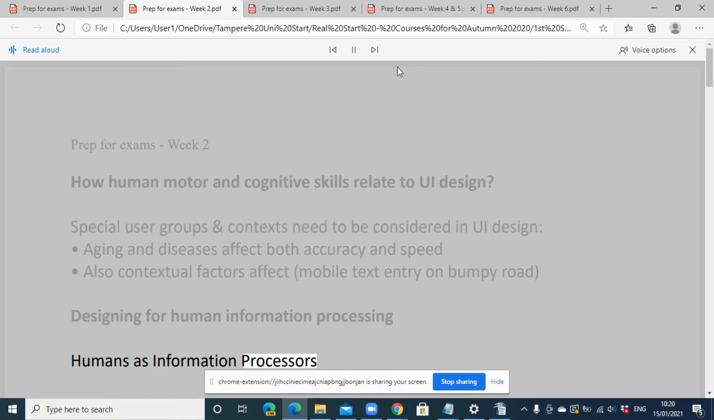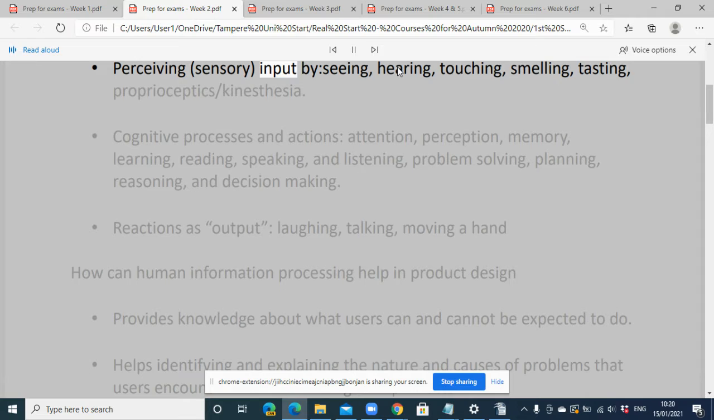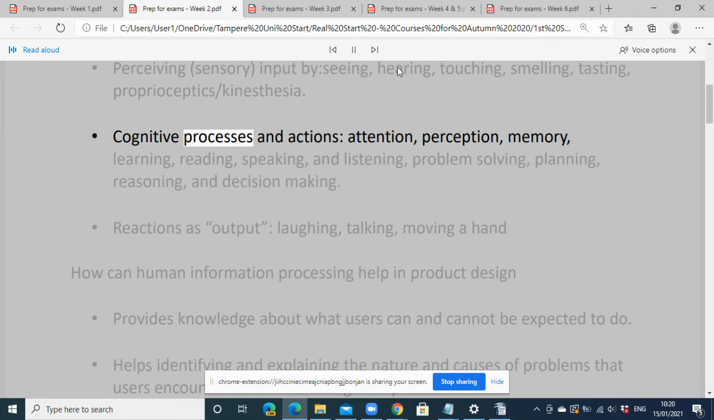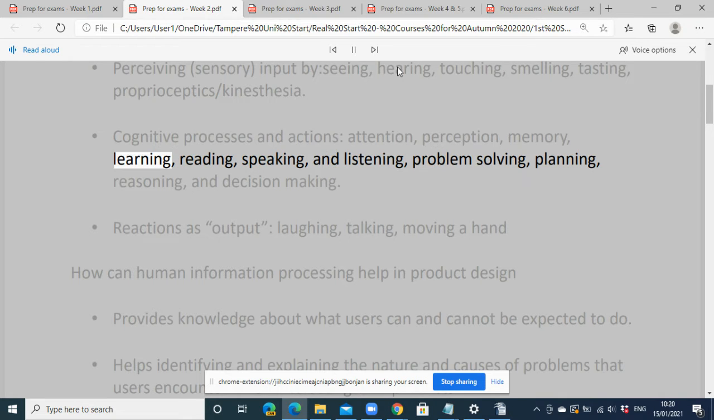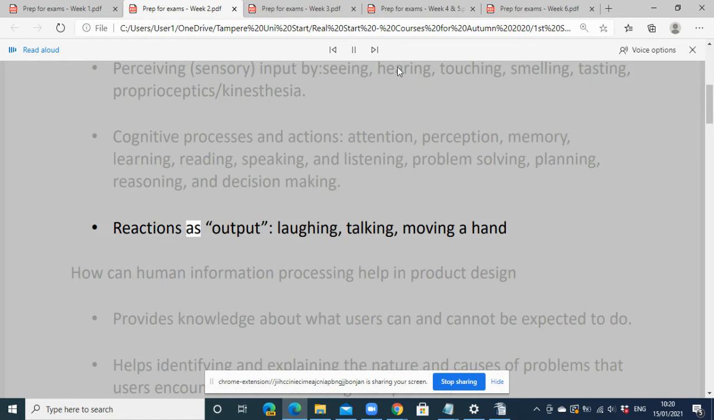Humans as information processors perceiving sensory input by seeing, hearing, touching, smelling, tasting, proprioception, kinesthesia. Cognitive processes and actions: attention, perception, memory, learning, reading, speaking and listening, problem solving, planning, reasoning, and decision making. Reactions as output: laughing, eating, moving a hand.